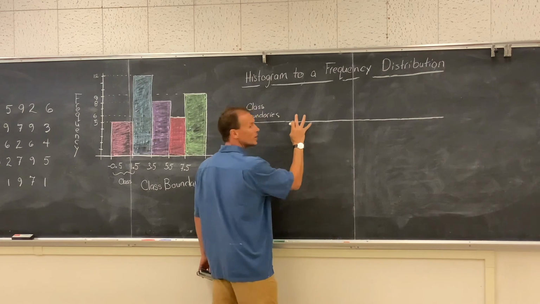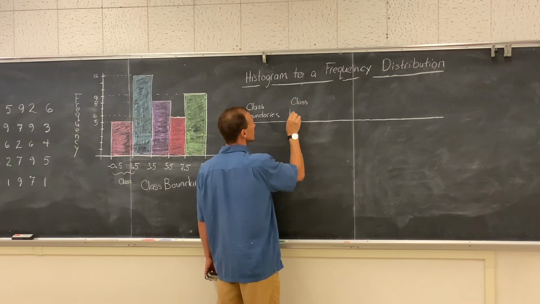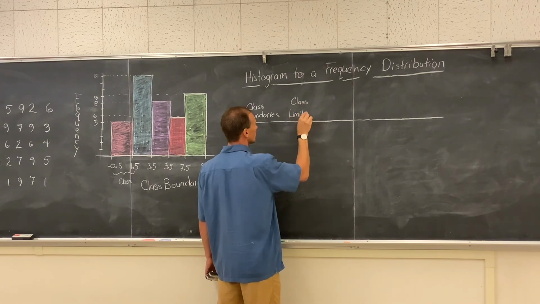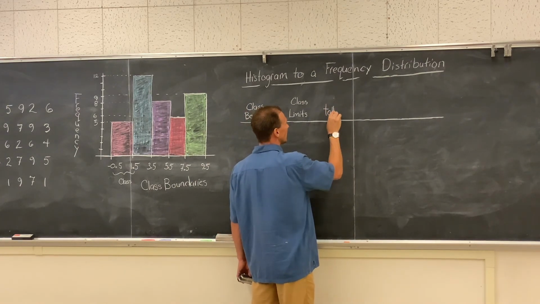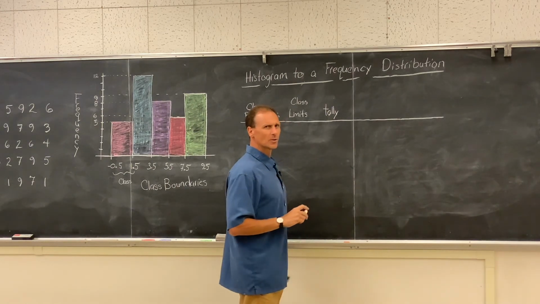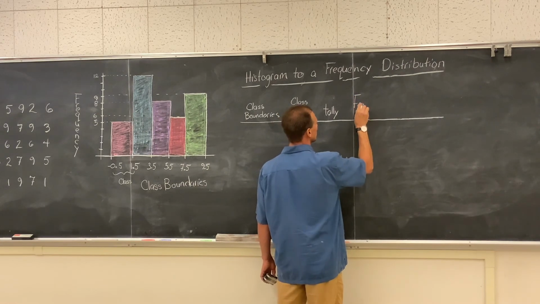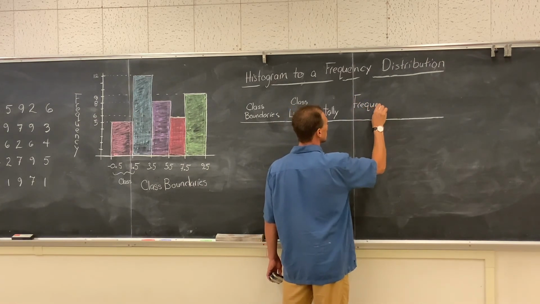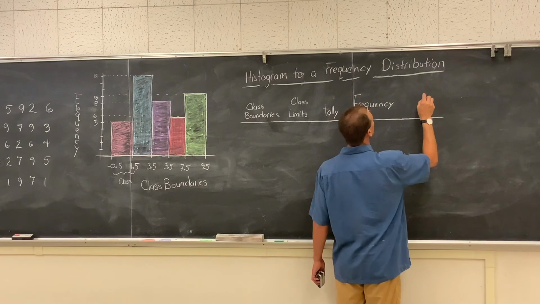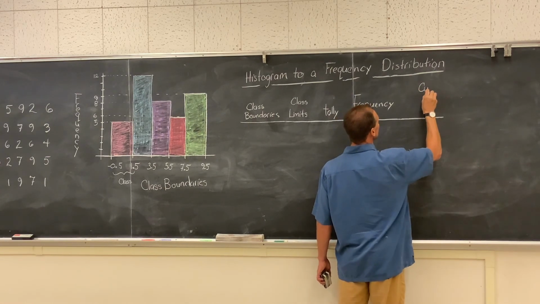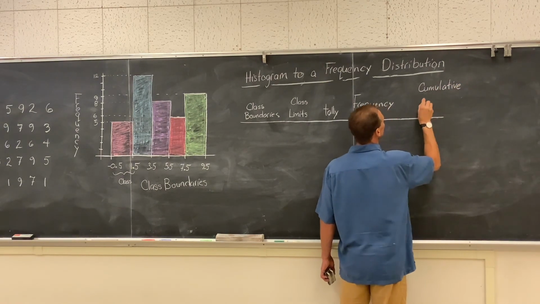And actually, we'll put it in now. It's called class limits. The next one is going to be a tally, and we'll show you how to use that when it's time. But that's another one that might be on there. Your next one will be frequency. And the last column will be a cumulative frequency.